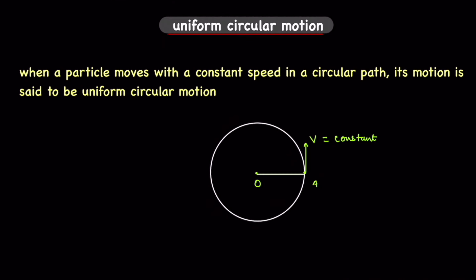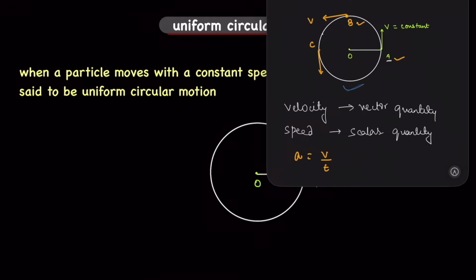Uniform circular motion is a type of circular motion in which speed is constant. Velocity will change because direction is changing, but speed will be the same. Let's understand this point. This is a uniform circular motion. It means that speed is constant at each and every point. Same speed at A, B, and C.